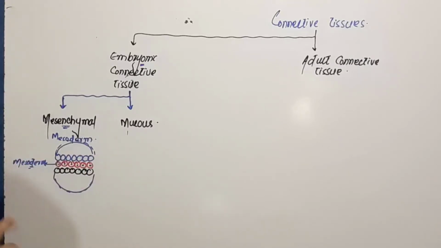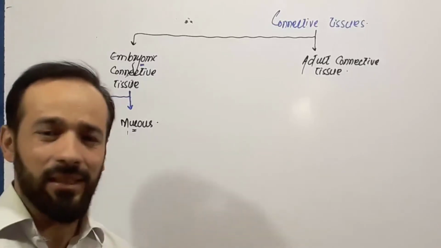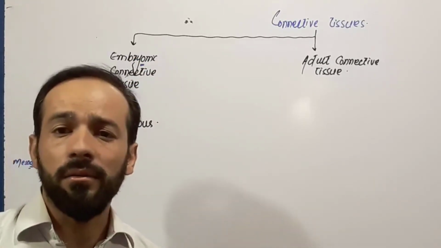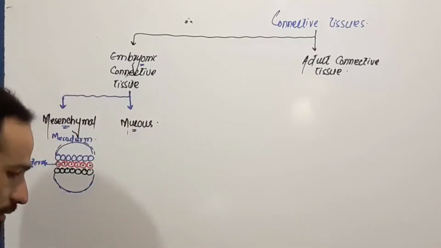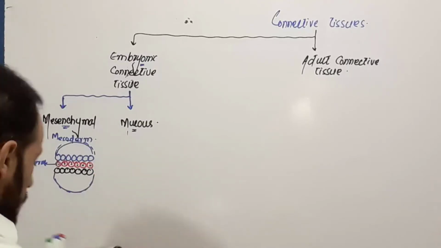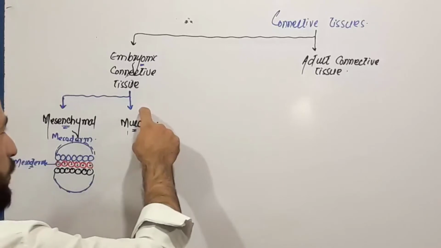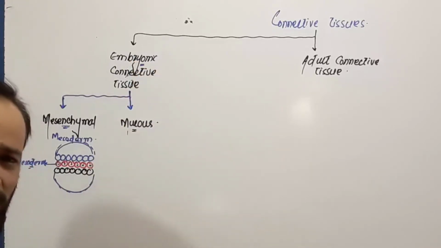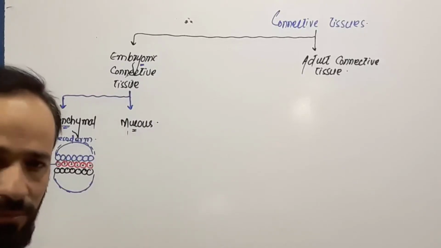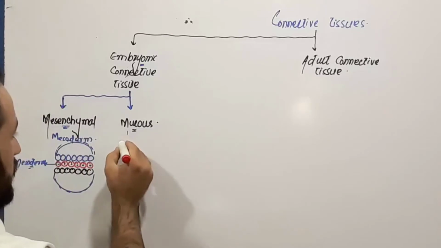Then there is the mucous type of embryonic connective tissue, which is present mostly in the embryonic cord, right? They are very loosely attached. These are very loose embryonic connective tissue. The cells are not too close to each other. They contain lots of fibers and fluid-like substances. So it is called Wharton's jelly.